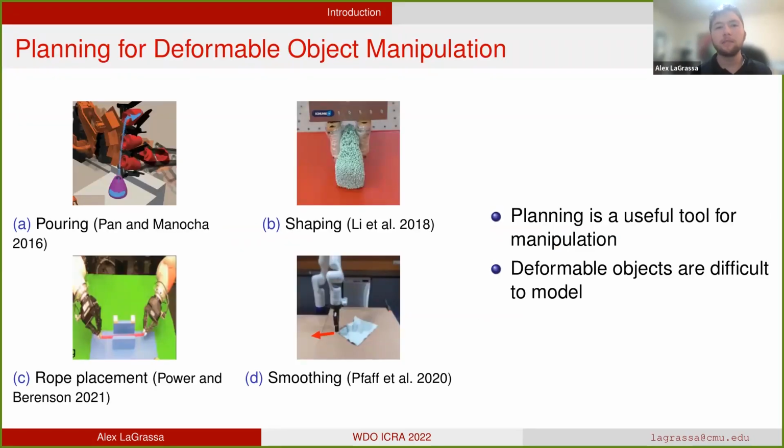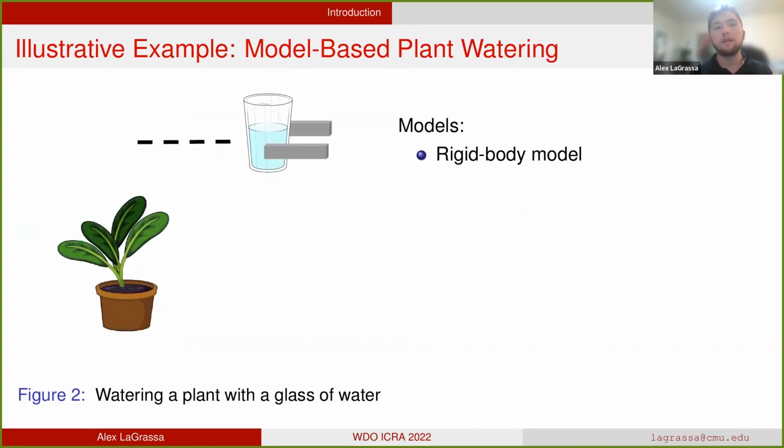Although deformable objects are difficult to model, model-based planning is still a useful tool for many tasks involving deformable objects. For example, pouring, shaping dough, rope manipulation, and cloth smoothing. In this example, the robot is watering the houseplant and it can't spill water on the floor.